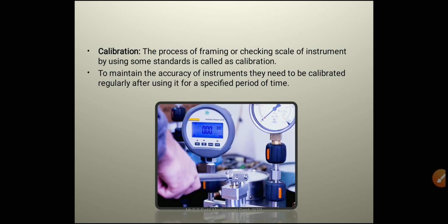Let us discuss the next characteristic of a measuring instrument, calibration. Calibration is the process of framing or checking the scale of an instrument by using some standards. To maintain the accuracy of an instrument, it needs to be calibrated regularly after using it for a specified period of time. So every instrument should be calibrated to meet its reliability as well as its accuracy. The image shows a pressure gauge being calibrated using a standard hydraulic digital pressure gauge.